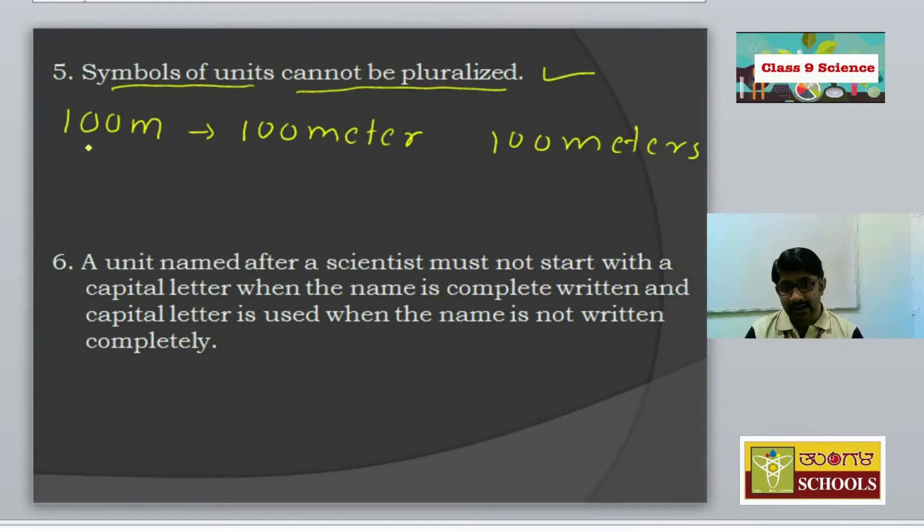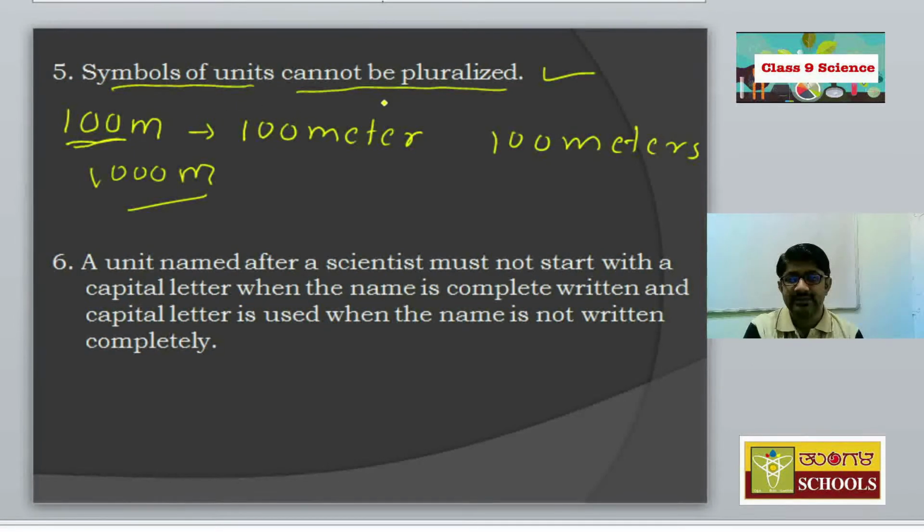If it is 100 meter, the value is more than 1, so there is a probability of it getting pluralized. But take care that even if it becomes 1000 or 10,000, it doesn't matter. It is only written and pronounced like 1000 meter only, not meters. 100 meter only, not 100 meters. I hope you are following this rule.